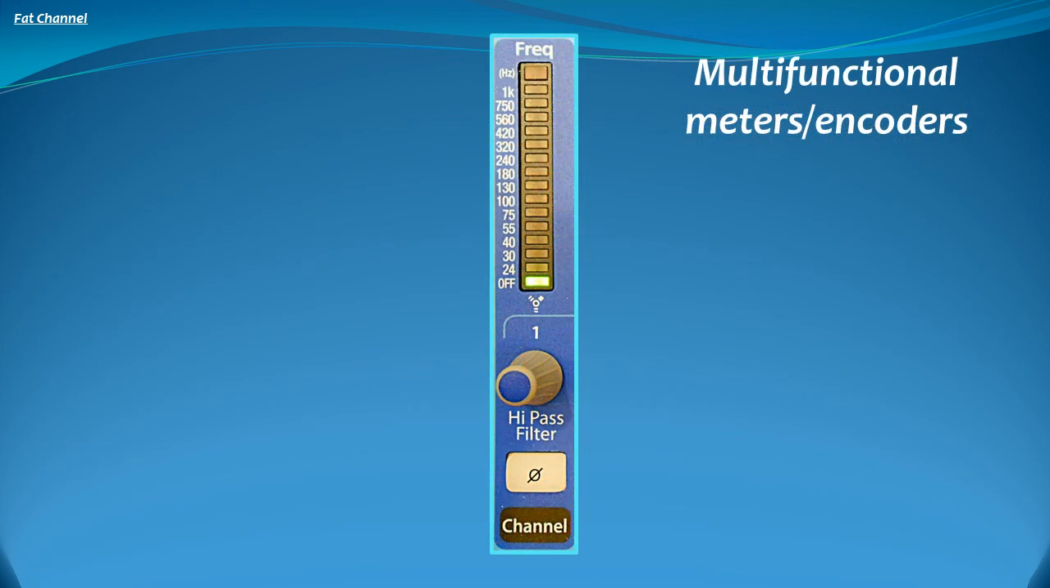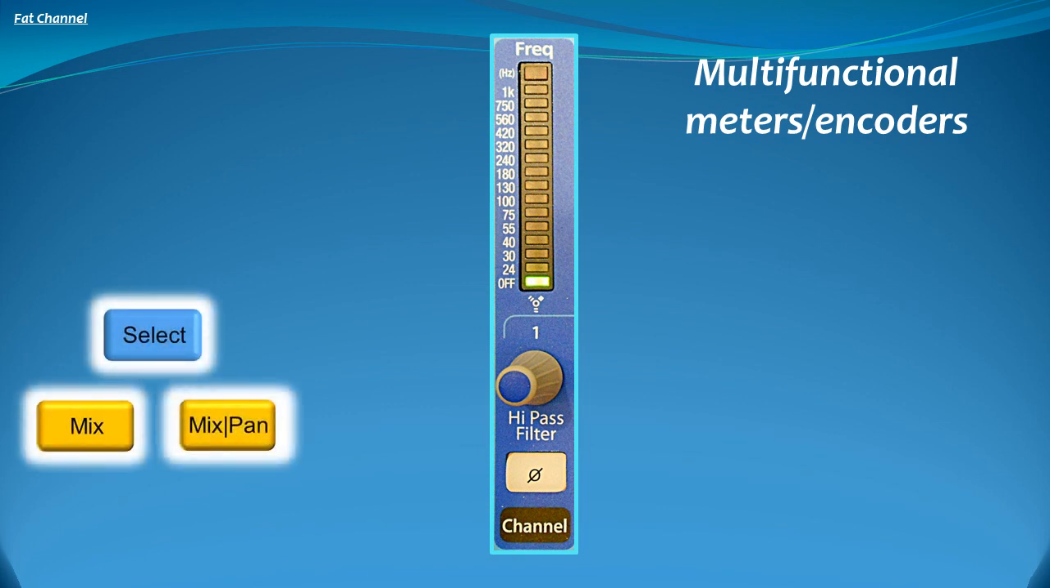It is important to keep in mind that the meters and rotary encoders of the FAT channel are multifunctional. In other words, the same knobs and meters have different functions depending on the particular functional mode of the FAT channel. These various modes of operation are accessed via the Select, Mix, Mix Pan, and GEQ buttons. For this reason, each meter in the FAT channel will have multiple labels, and they will all differ from each other, as you most likely have already noticed.